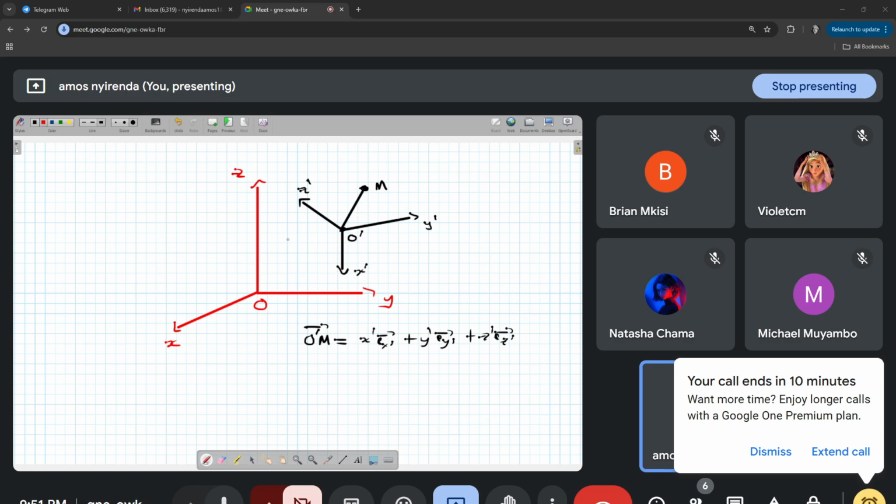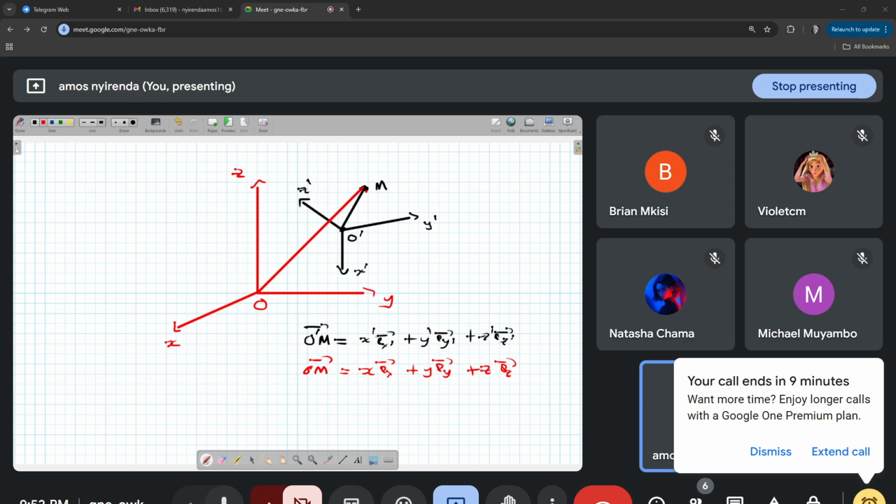But with respect to this red axis, what do you think is the position vector of this point M? Well, with reference to this red axis, it's actually easy again. You just have to look at the origin. So it is OM equal to X Ex plus Y Ey plus Z Ez.